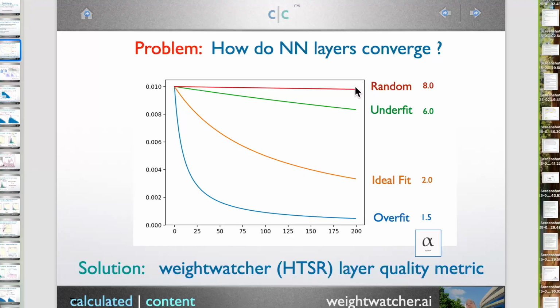The way we're going to characterize how layers converge is by this quality metric called alpha. This is a quality metric developed in the HTSR theory, the heavy-tailed theory of self-regularization. If you give the WeightWatcher tool a neural network, it will compute the alpha for you, and you can use this quality score to determine if your layers are random, weakly learned or underfit, overfit, or ideal. This is the basic idea.